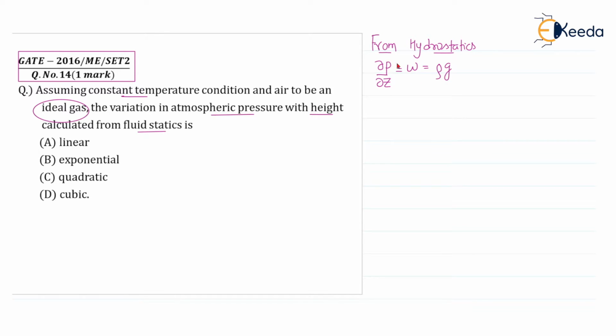So what is the hydrostatic law? The rate of change of pressure, dou P, in a vertically downward direction, let us say Z. So Z is positive in the downward direction and it will be negative in the upward direction. The rate of change of pressure in a vertically downward direction must be equal to the specific weight of the fluid at that point, and W is equal to rho g. And so we can write dou P by dou Z is equal to rho g, with rho equal to P by RT, into g.